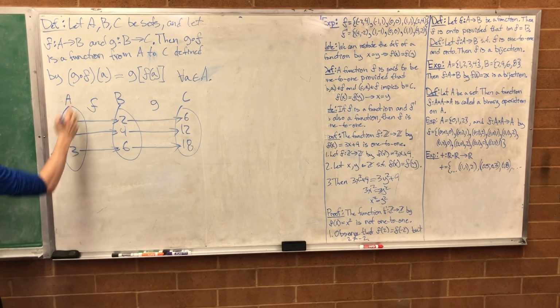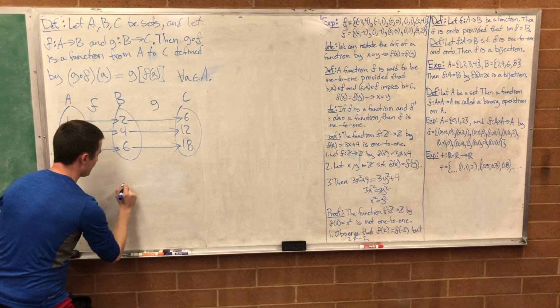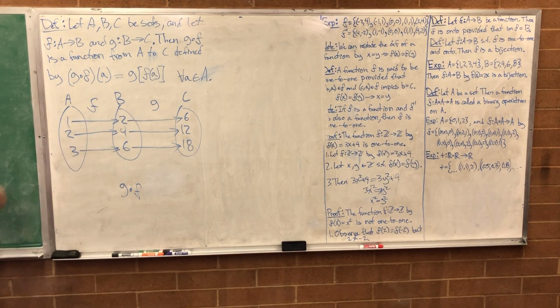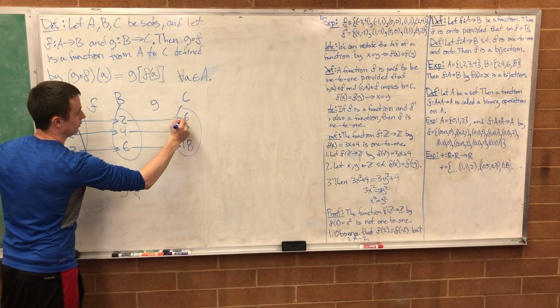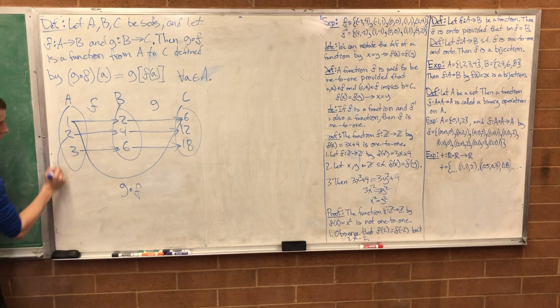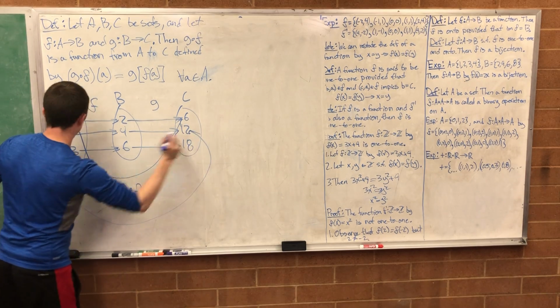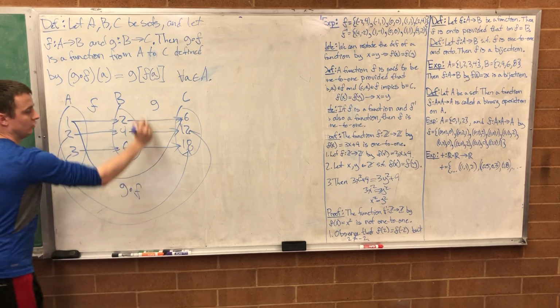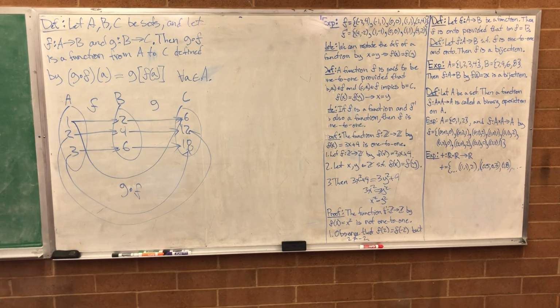Then G composed with F. Another way that we sometimes read that is G after F. Takes 1 straight to 6, 2 straight to 12, and 3 straight to 18. And we skip over the middle.